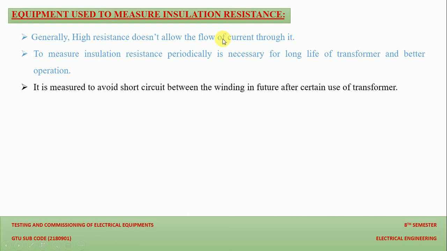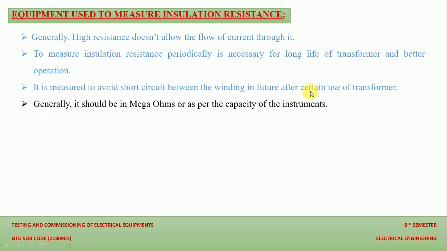operation of the transformer. So we need to measure the insulation resistance periodically, so that we can increase the transformer life also. So yes, it is measured to avoid a short circuit between the windings in future after certain use of the transformer. And generally, yes, it should be in mega ohm.